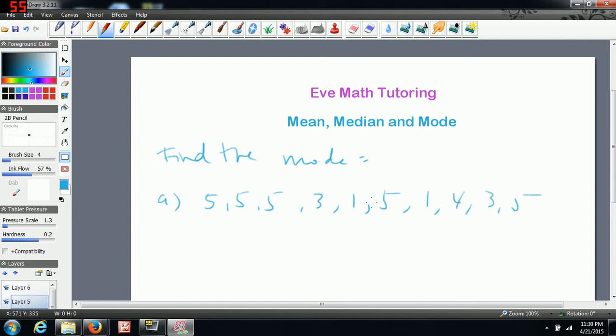So in this example, you can see that you have 2 1s and you have 2 3s, and 1 4, but then you can see that you've got 5 5s. So obviously in this case, the mode is going to be the number 5 because that's the number that occurs most frequently. Okay?